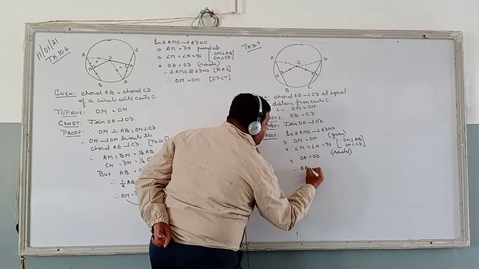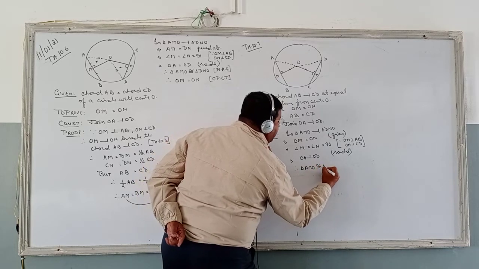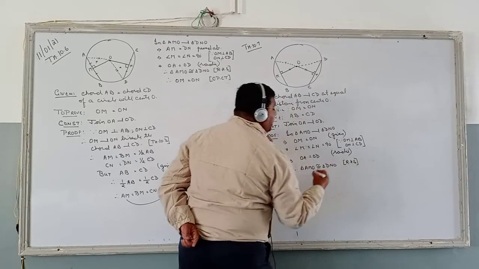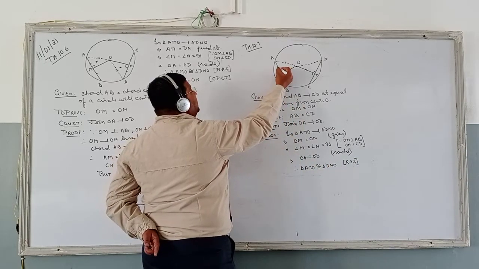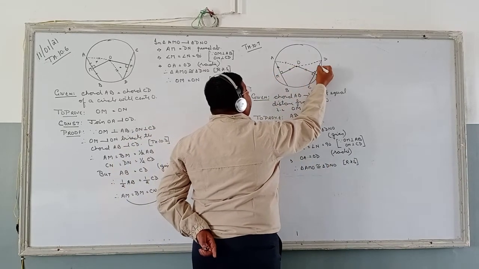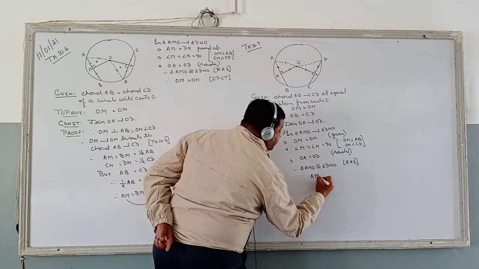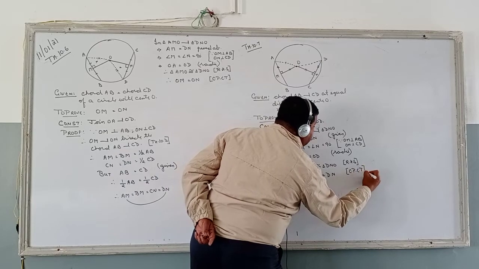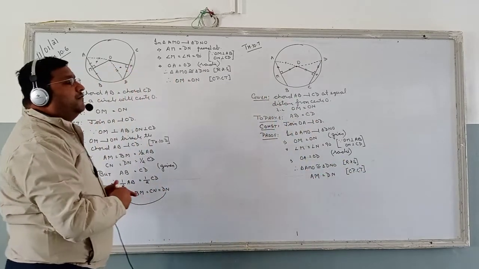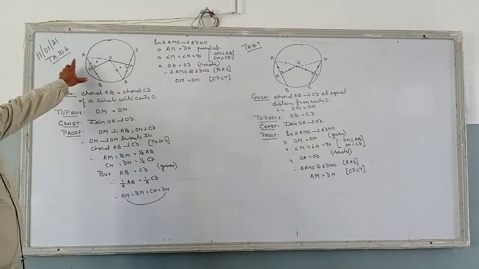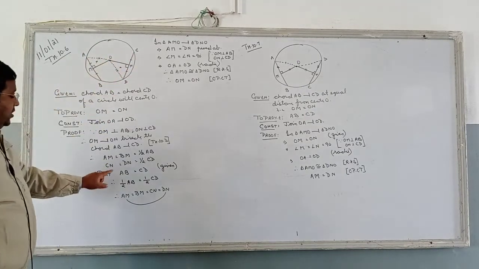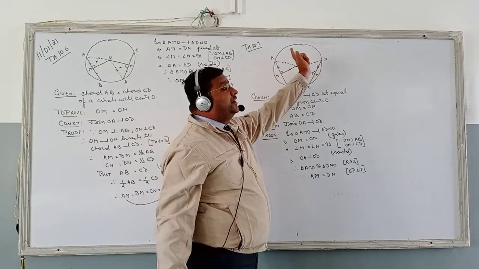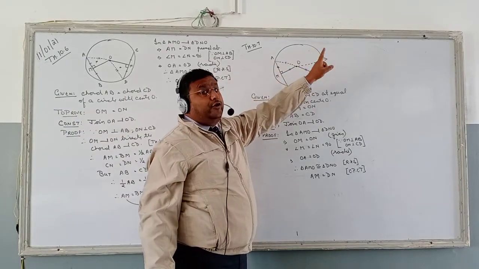Therefore, triangle AMO is congruent to triangle DNO by what congruency? RHS. And if these two are congruent, this AM equals DN. Reason: CPCT. Now comes the twist over here. In the earlier question you were saying that the complete side is equal, so their halves are also equal. But here it is not saying that AB is equal to CD. We have to prove it.